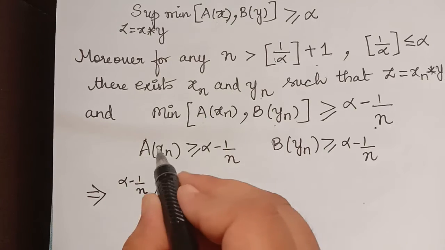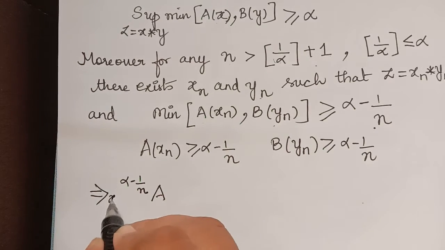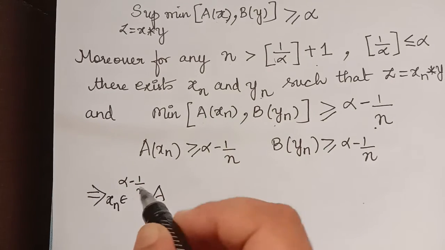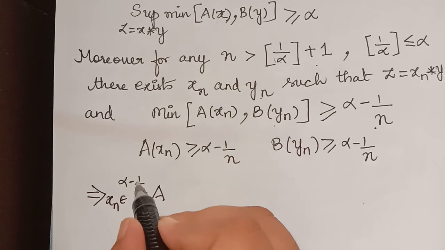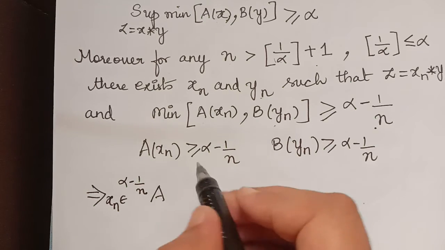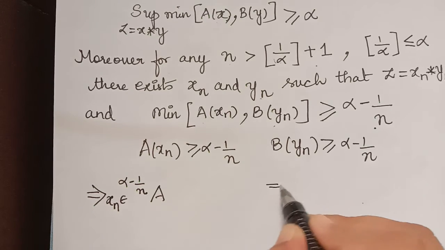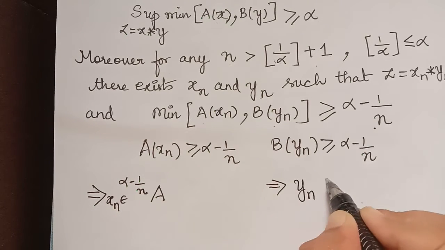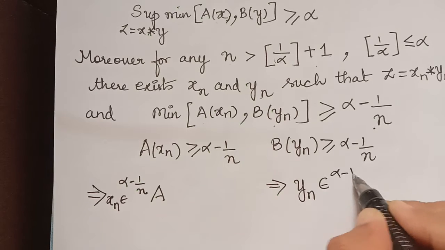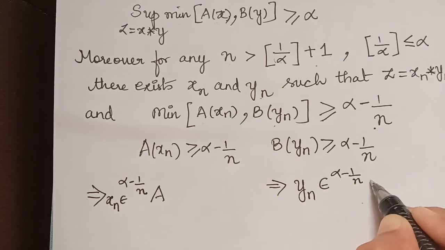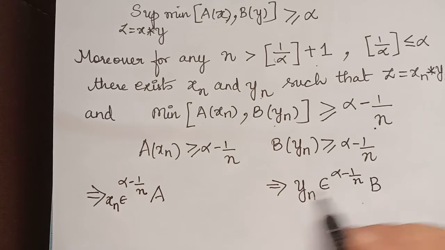That is, xn will be an element of alpha minus 1 by n cut of A, because of the definition of alpha cut. Okay, and here what does this imply? yn will be an element of alpha minus 1 by n cut of B.